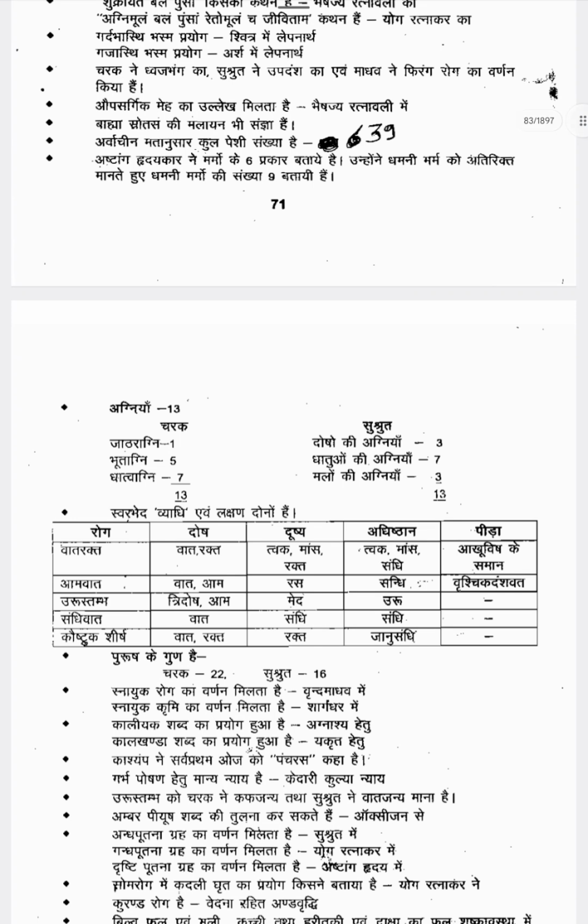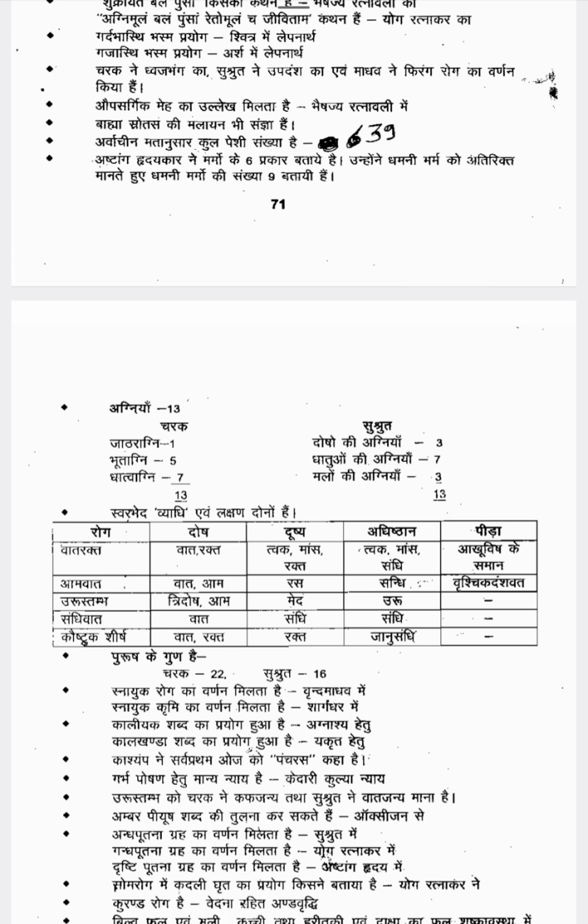Next one is Agni. So 13 types of Agnis are there according to Charaka. How is it distributed? Jatharagni 1, Bhutagni 5, Dhatvagni 7. Like that 13 Agnis are there in our body. According to Sushruta, from the Dosha you are getting Agni, that is 3. From the Dhatu you are getting Agni, that is 7. From Mala also Agni is there, that is 3. So like that totally 13 will be coming.